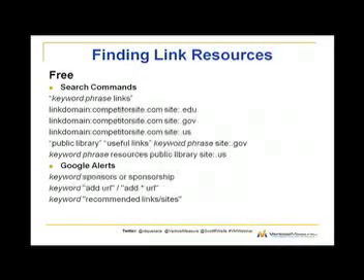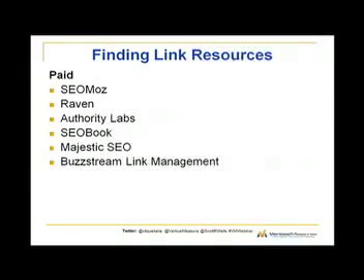And then another thing to do is set up Google Alerts. So putting in a keyword and putting keyword sponsors or keyword sponsorship and getting email alerts every time that something is newly cached with that information. Keyword and add URL or add asterisk URL, and those are going to find places where you can add your URL and it'll send you a quick email. And with recommended links or slash sites is another one that's a good one to use. There's a whole lot of these between search commands and Google Alerts that you can set up. It's all about what works for you and for your brand and your industry.